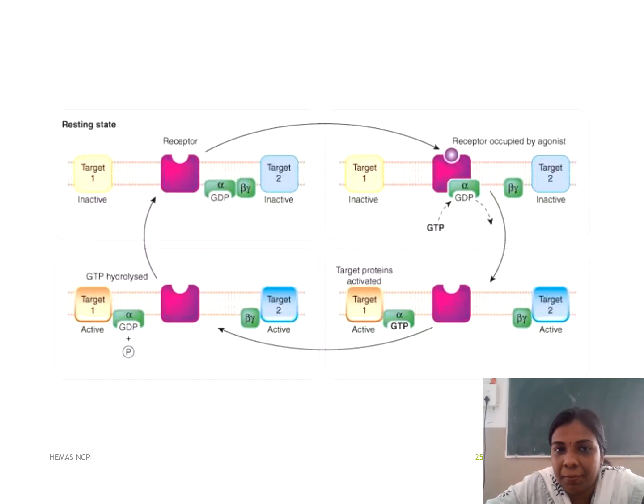So here the main terms to remember are, first, the agonist. Agonist means a substance that activates a receptor. GDP is inactive, guanosine diphosphate. GTP is active, guanosine triphosphate. Intrinsic GTPase is the ability of the alpha subunit to break down GTP.